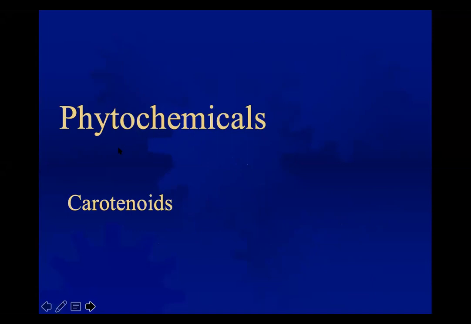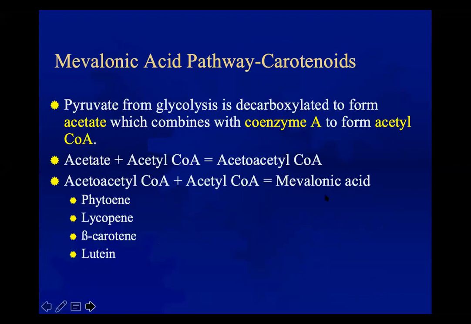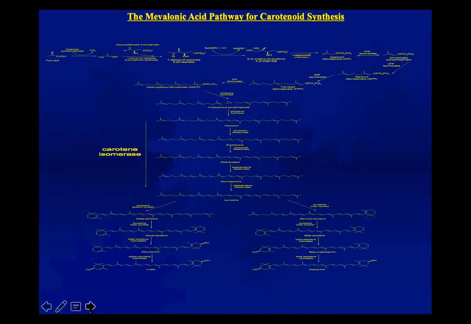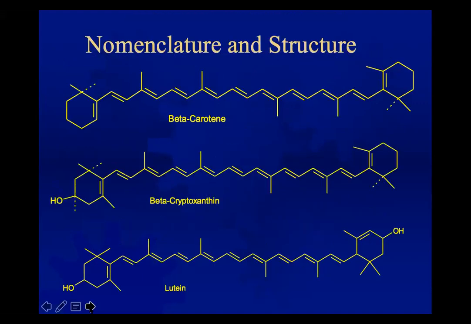There are lots of phytochemicals that contain antioxidant principles, like carotenoids. We discussed a little earlier, during the terpenoidal compounds, where the mevalonic acid pathway produces the carotenoids. Pyruvate from glycolysis is decarboxylated to form acetate, which combines with coenzyme A to form acetyl-CoA. You know this one is acetyl-CoA. Here is the carotenoid biosynthesis pathway. No need to memorize, but you can see how they are biosynthesized.